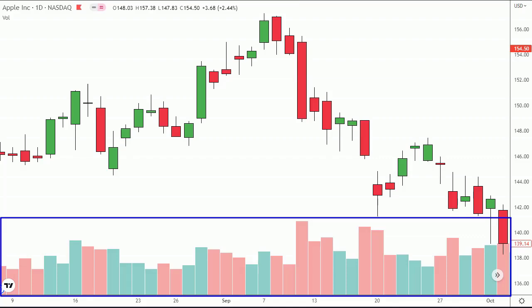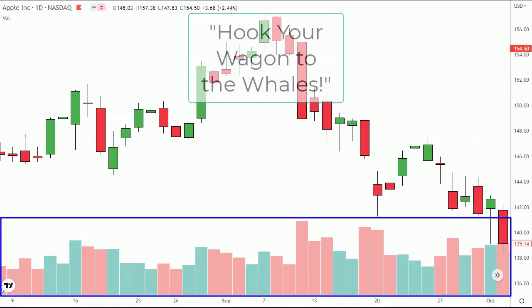I have a little famous slogan. I love to quote myself. Who doesn't? And that is, we're going to hook our wagon to the whales. So I take my money and put it in my little red wagon here. I tie one end of the rope to the handle of my wagon, and the other end of the rope to the whales, meaning the big money, and let them take my money with their trades. That's really it. That's trading in a nutshell.